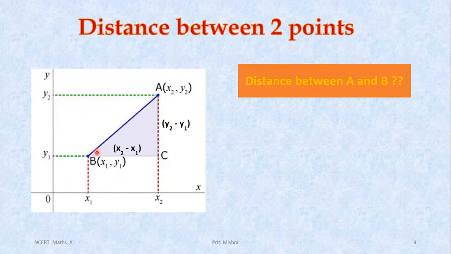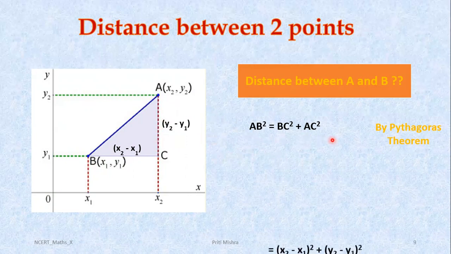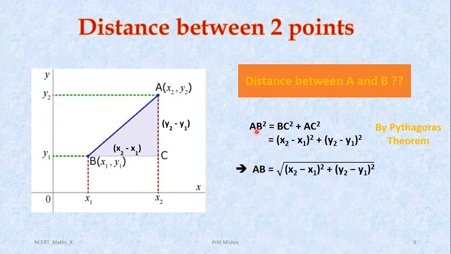Now we have a right angled triangle ABC. So again, with the help of Pythagoras theorem, we can write AB square is equal to BC square plus AC square. Now BC can be replaced by x2 minus x1, and AC will be replaced by y2 minus y1. So AB square is equal to (x2 minus x1) whole square plus (y2 minus y1) whole square. Then AB will be equal to square root of (x2 minus x1) whole square plus (y2 minus y1) whole square.